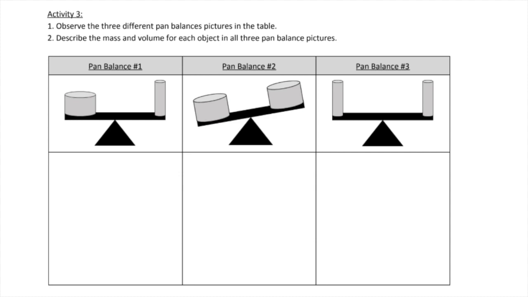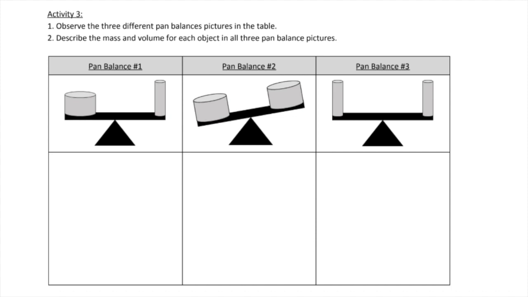So, again, this is on Canvas. You have to observe the 3 different pan balances. You have to describe the mass and volume for each object. So, for example, I'm going to do pan balance number 1 with you. I can tell that these 2 objects have the same mass. I know they have the same mass because the pan balance is level, it's even, it's balanced. So that means they have the same mass.